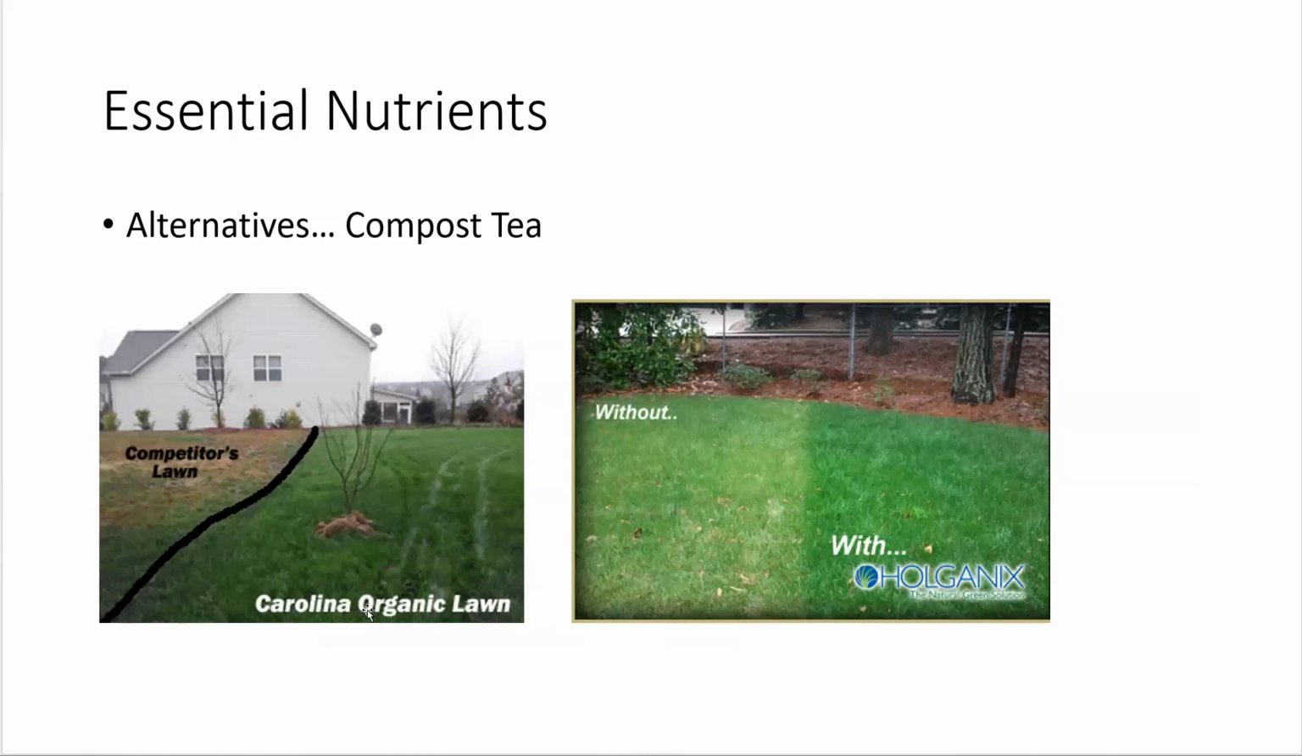This is an example of an organic lawn approach utilizing compost tea side by side. Okay, so there's amazing results. Essentially, you're just inoculating the soil with high levels of beneficial bacteria, as well as really good organic nutrients. So great alternatives there. And this isn't just for lawn. You can use it for all plants, really.